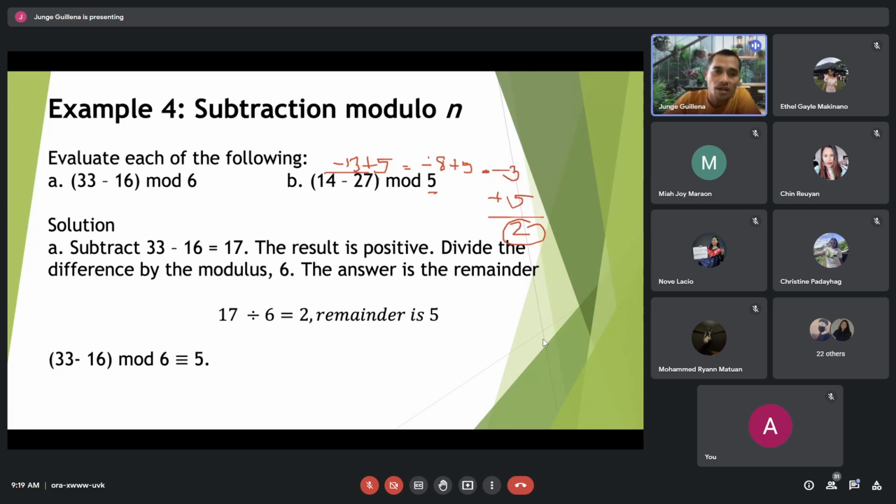So if you get a negative number in subtraction modulo n, you do not attempt to directly divide that by 5 because you will again get a negative remainder. And again, as I mentioned earlier, once you divide those difference or sum modulo n, the answer must be a whole number less than n.